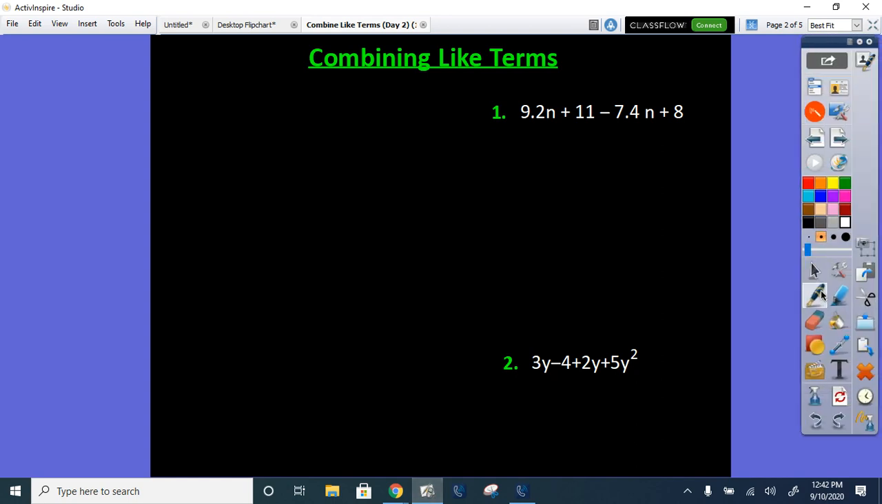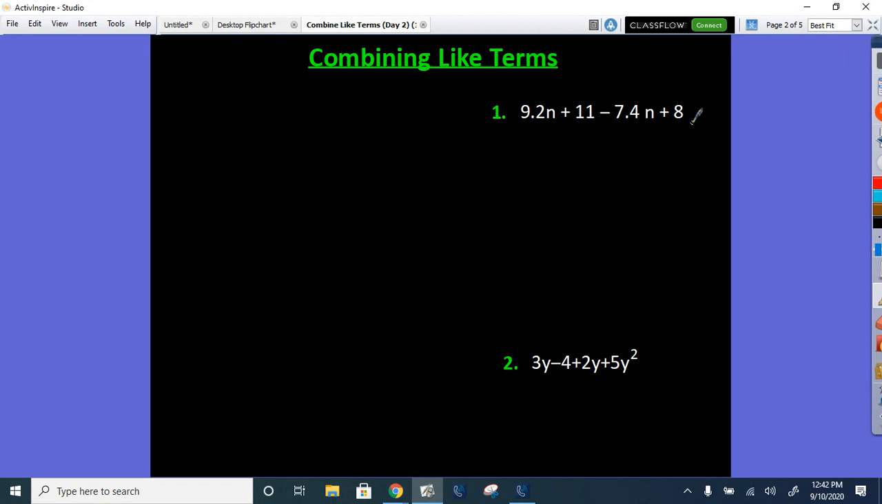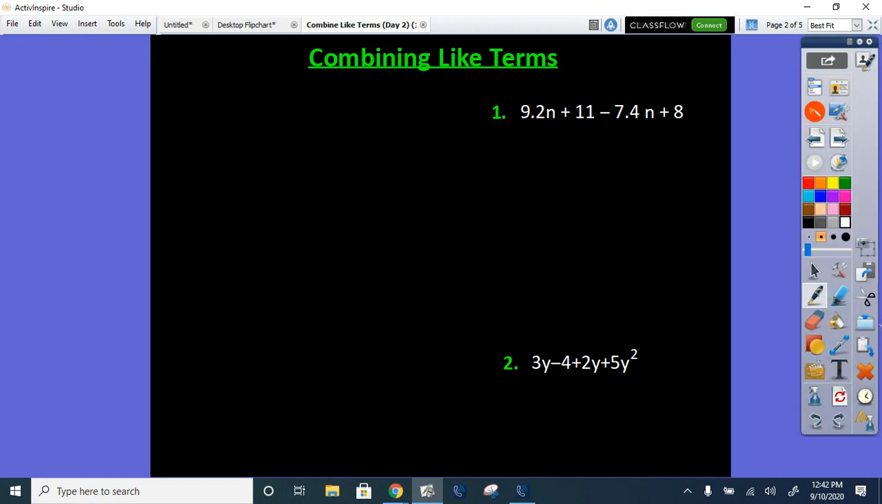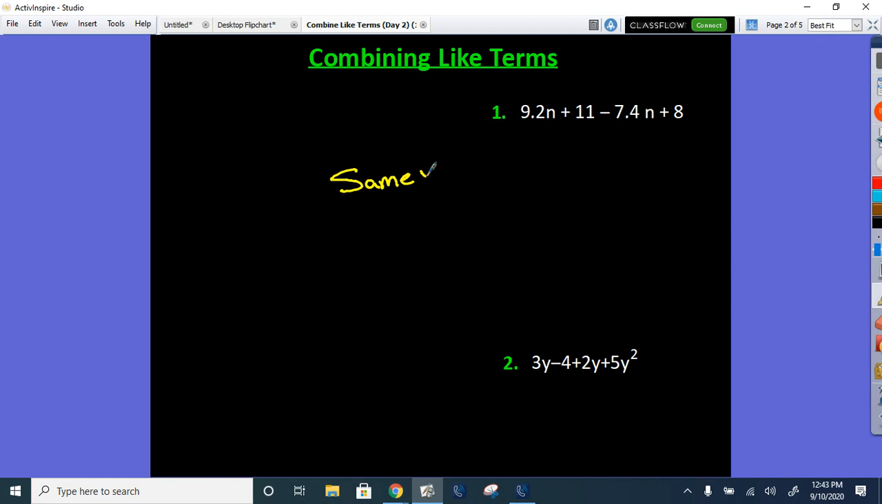Today we're going to talk about combining like terms, okay? How to really take a long-winded problem and condense it, make it a lot simpler, okay? So when combining like terms, we want to combine terms that have the same variable as well as the same exponent, okay? So same variable, same exponent. That's kind of what we are looking for here.